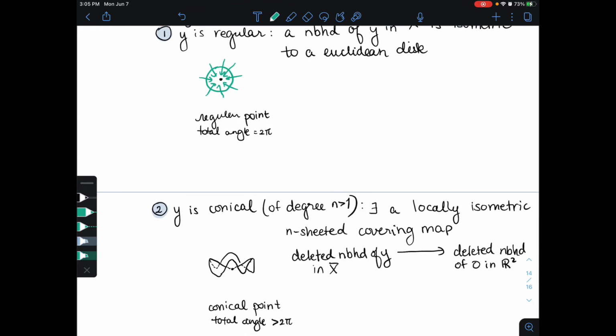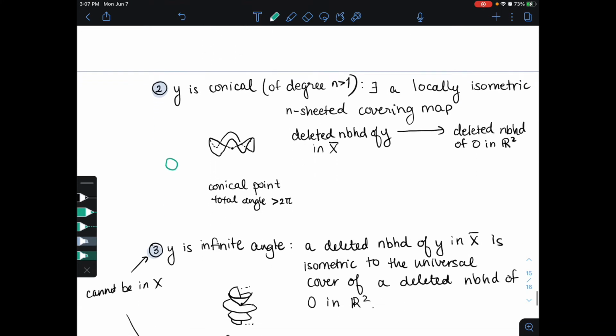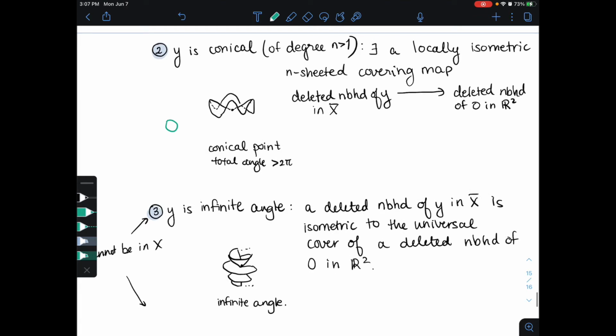Okay, the second type of singularity is a conical singularity. So y is a conical singularity if there exists a locally isometric n-sheeted covering map from a deleted neighborhood of y in the metric completion to a deleted neighborhood of 0 in the Euclidean plane. So I've put a little picture of what that might look like here. Basically, it's a cone point where you have excess angle. So if you look at the space of linear approaches, the different ways you can approach that point along a straight line at unit speed, we still get a circle's worth of ways to do it, but the measure of that circle is different. And again, we're measuring by comparing to sectors of Euclidean space. And we find that the total angle here is going to be n times 2 pi for some n bigger than 1. And just to clarify, what I mean by a deleted neighborhood is you take an epsilon neighborhood of the point and then you remove the point from that.